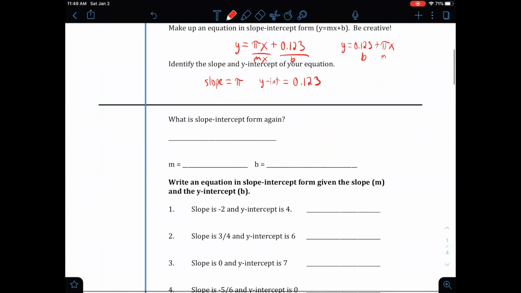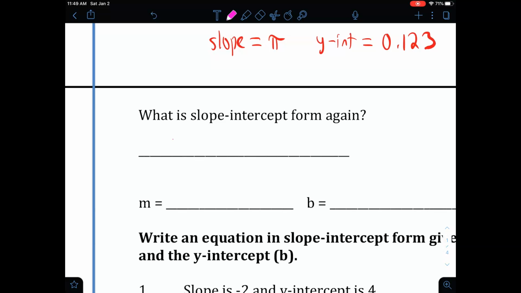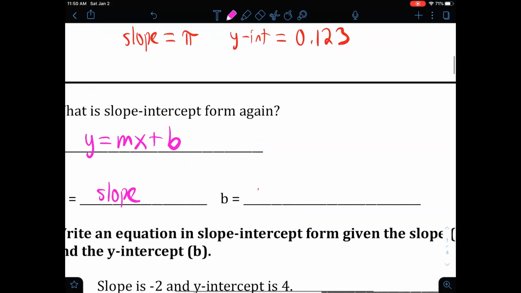All right, moving on. What is slope-intercept form again? Well, we kind of gave it away already. It's going to be y equals mx plus b. And what does m stand for? Well, that stands for the slope. And b stands for the y-intercept.